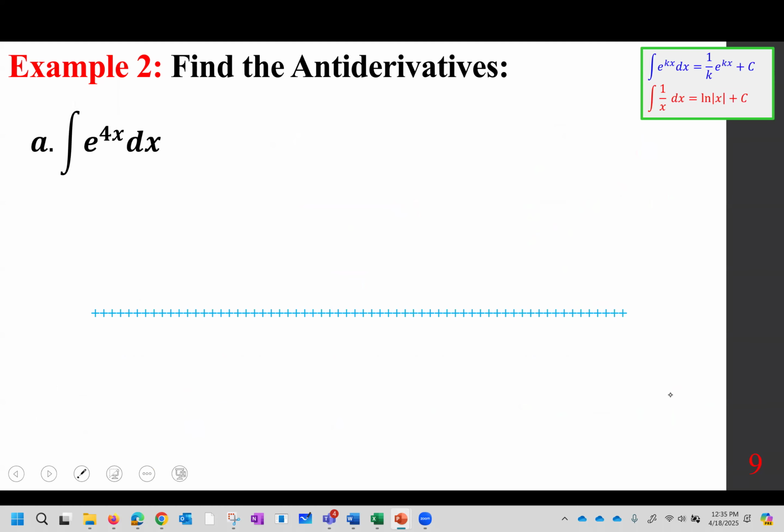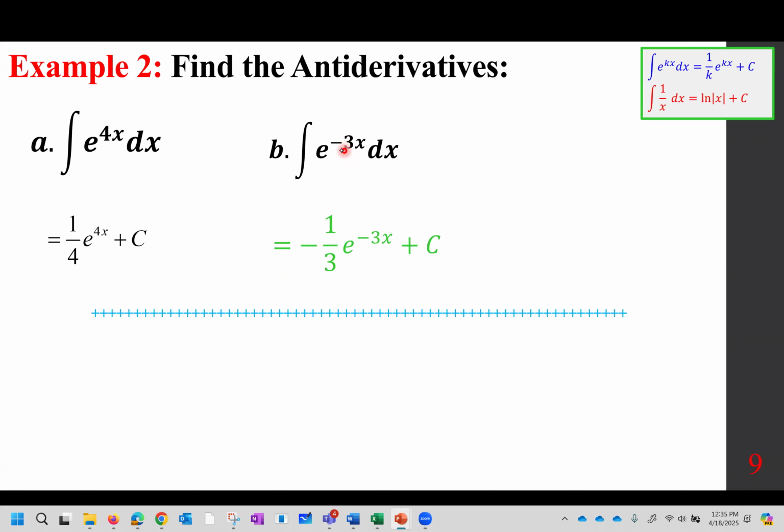Find the antiderivatives. Remember, exponentials, you differentiate, you integrate, they're the same. Differentiation, you multiply by 4 in this case. Integration, you divide. So the answer is itself. Because you're integrating, you divide by 4, and of course you add a constant. Same thing here. The answer is itself. But you have to divide by negative 3 and add a constant. Division by -3 is the same as writing -1/3.